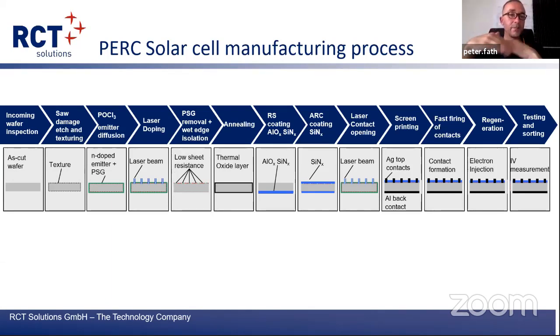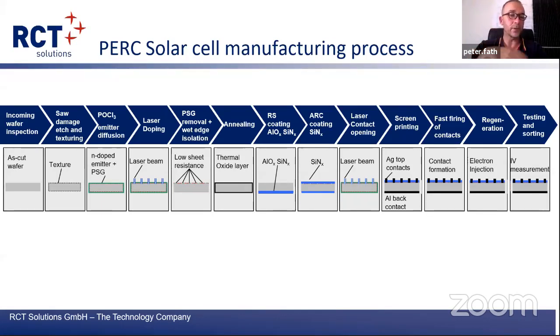Then after that, we have to remove some damage, because the wafer is generated by cutting a big silicon block with diamond wire saws. So we have to clean the surface and make it free of defects. Then we apply so-called surface texturing. That means we roughen the surface and make pyramids by chemical etching. Then we have these pyramids done, and the surface has to be cleaned. Typically, we use chemicals to clean it.